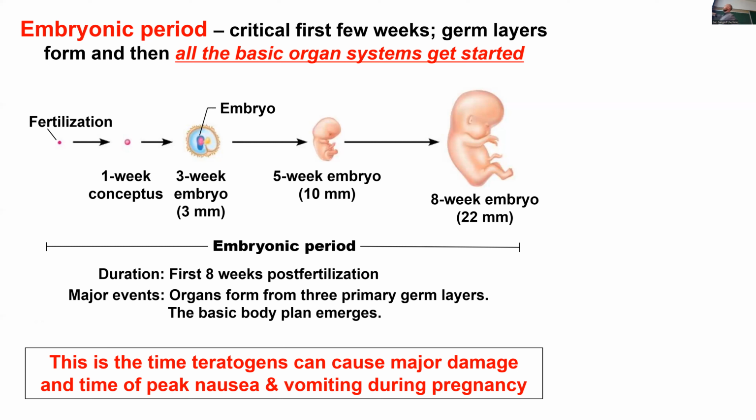Remember, there's lots of variation, of course, but generally at 8 weeks, an embryo is about 22 millimeters, which is just under an inch. And that is head to rump, basically. An inch is about 25 millimeters, so it's just shy of an inch to convert.